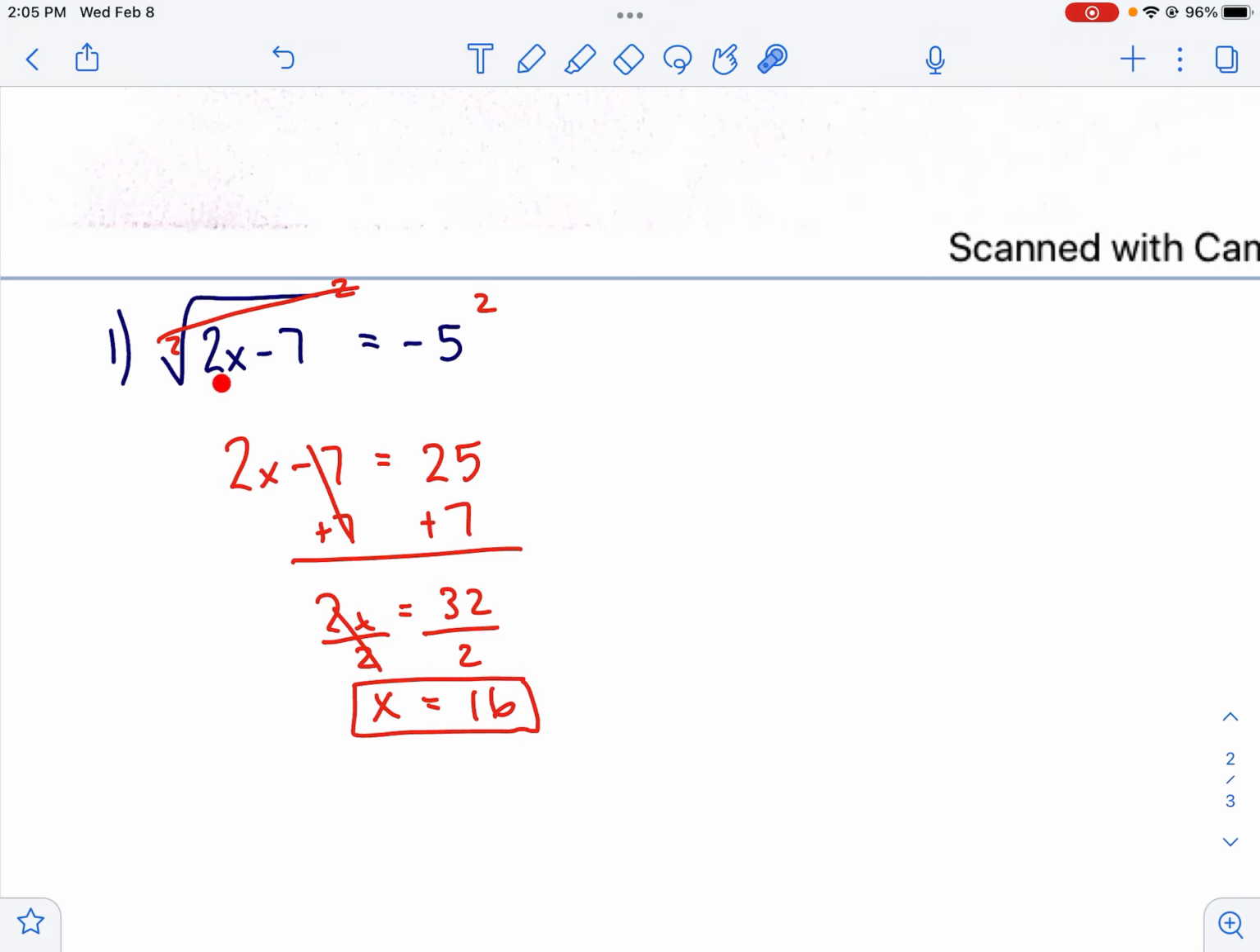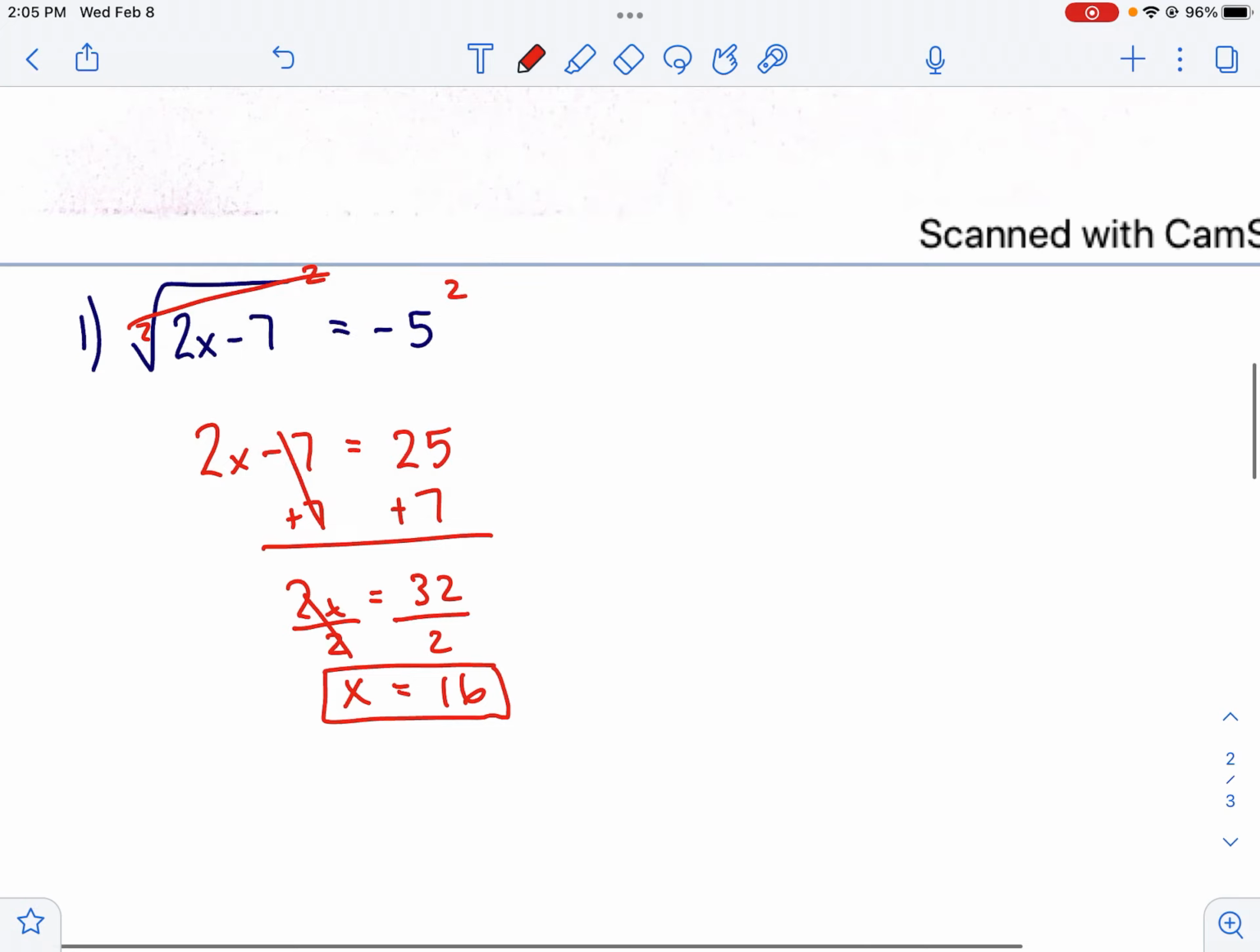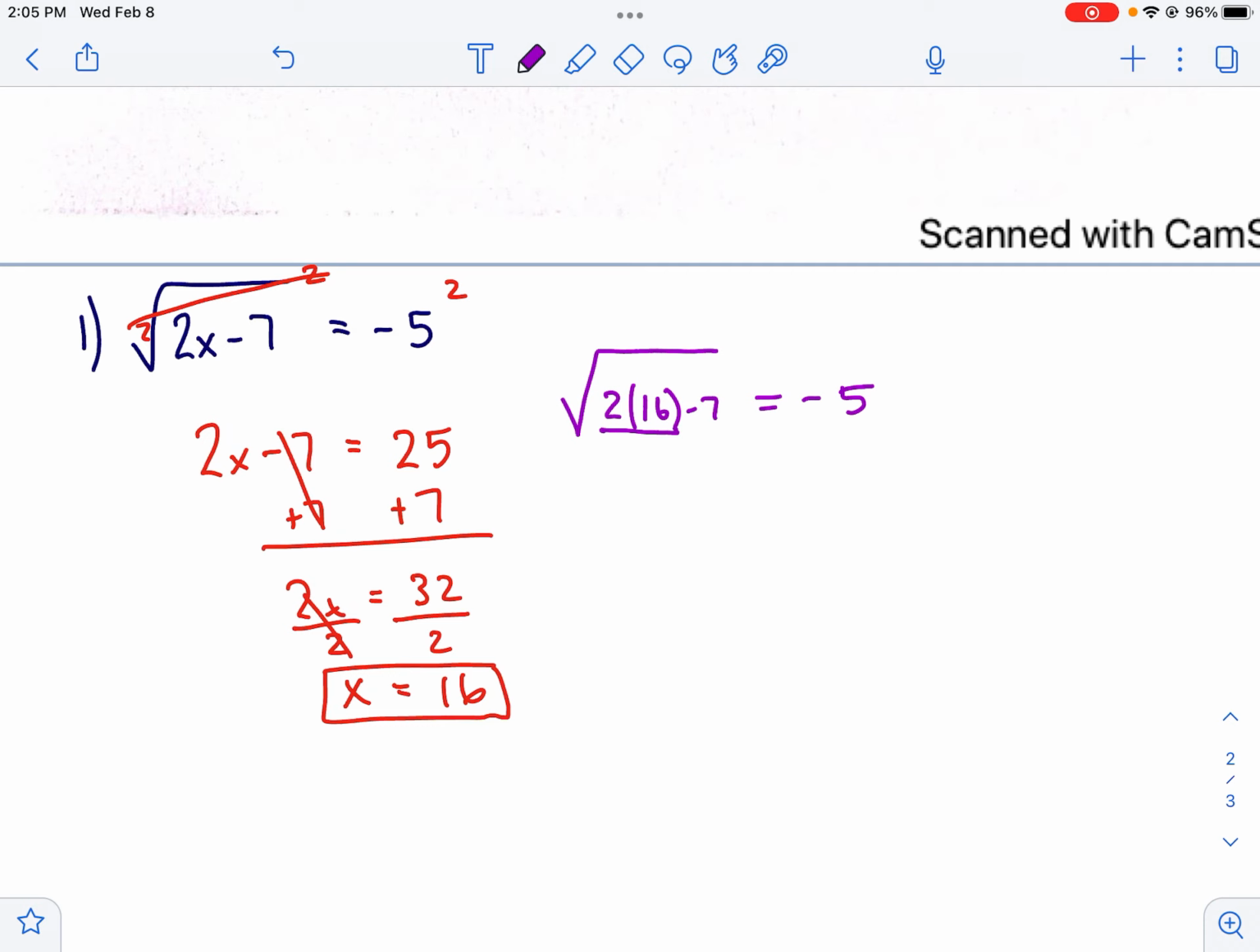So what I'm going to do is plug 16 back in here for x. Let me do this in a different color so you can see this. Essentially the square root of 2 times 16 minus 7 equaling negative 5. So 2 times 16 is 32, 32 minus 7 is 25. The square root of 25 equals negative 5.